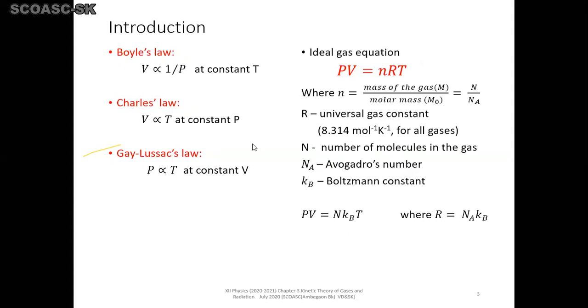Now how did I get this Kb into the picture? The universal gas constant is given by Na into Kb. The universal gas constant is the Avogadro's number multiplied by the Boltzmann constant. This Boltzmann constant, I will talk about a little bit later. It is the proportionality factor that relates the average kinetic energy of the particles to the thermodynamic temperature. Big words right now. Let us not get into the details. When the Boltzmann constant comes into the picture, we are going to talk about it.